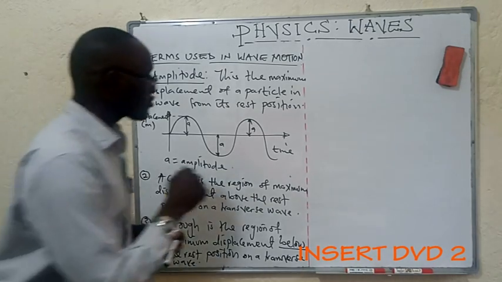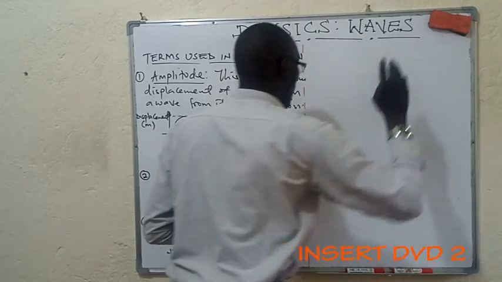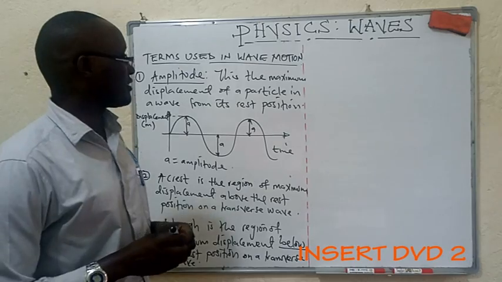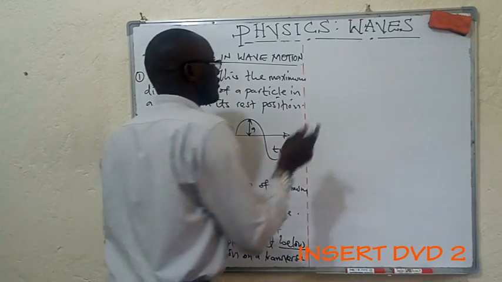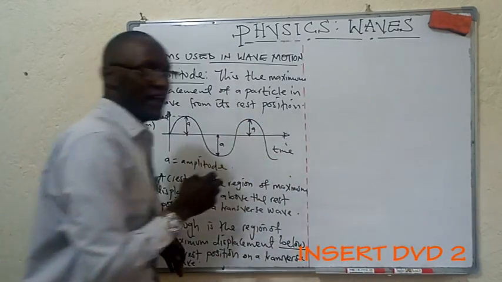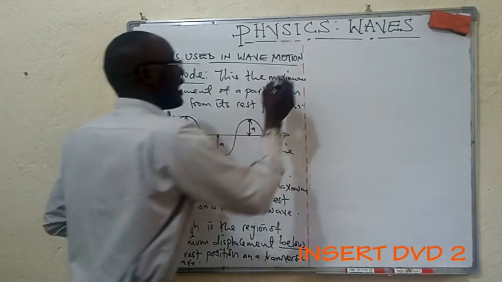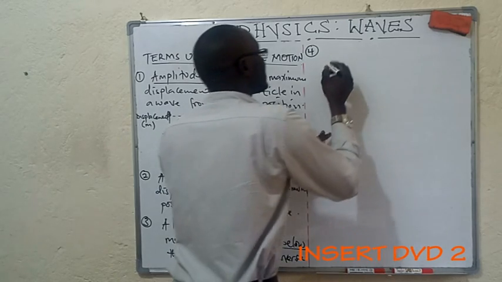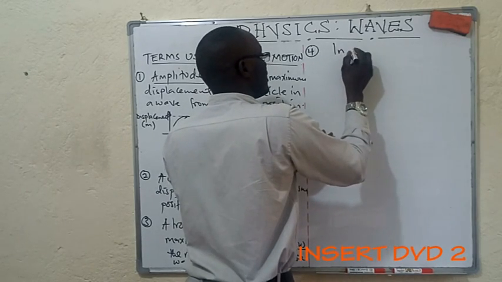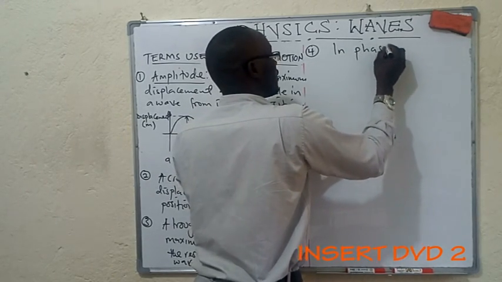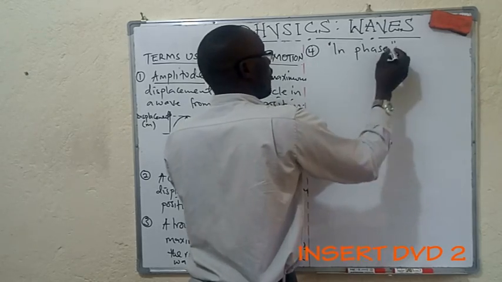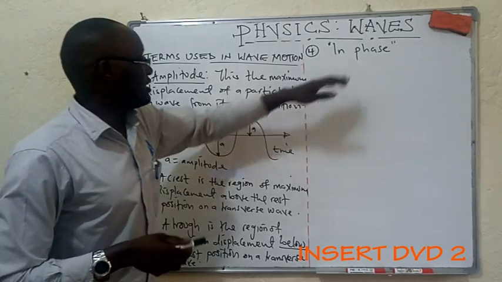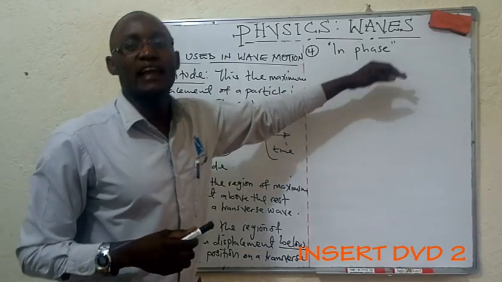Okay. Now let us go and talk about what we call wavelength, the general term of wavelength. But before talking about wavelength, we need to talk about another term which is interesting, which we are going to use in other terms, and that is in phase. In phase. So what do you mean if you say that particles are in phase?